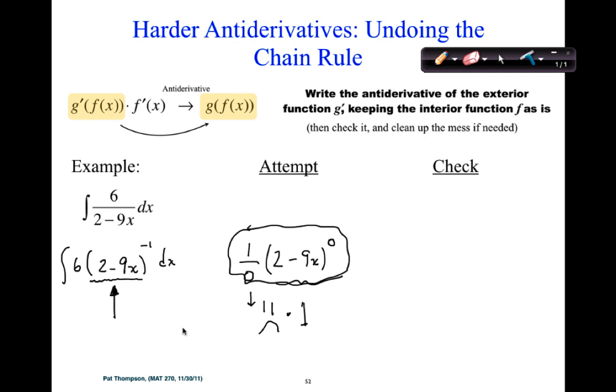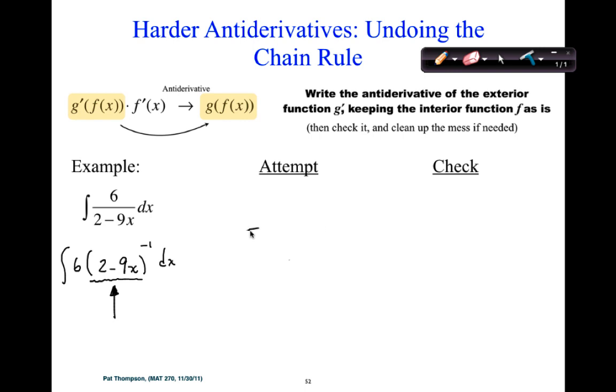What kind of function has a derivative of x to the negative 1, or 1 over x? Natural log. So this is the one case where the power rule is not really the power rule. This is the natural log rule. The derivative of natural log is x to the minus 1, or 1 over x. So we start over here, and we do 2 minus 9x, natural log of it.